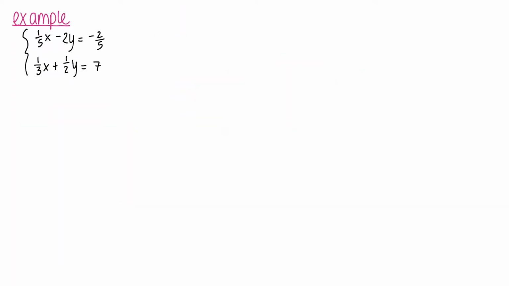So let's make it a little harder. Let's introduce some fractions into the mix. All right, we have 2 equations and both of them involve fractions. Most people do not like fractions, so the best thing we can do here is get rid of the fractions by multiplying each individual equation by its LCD, its least common denominator.